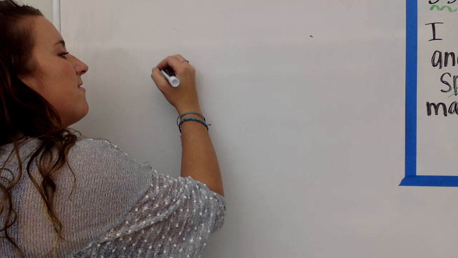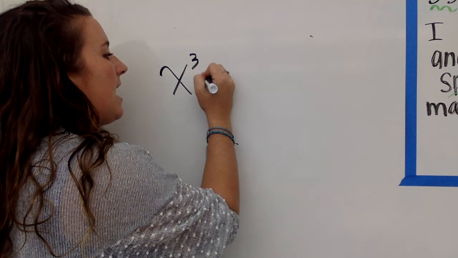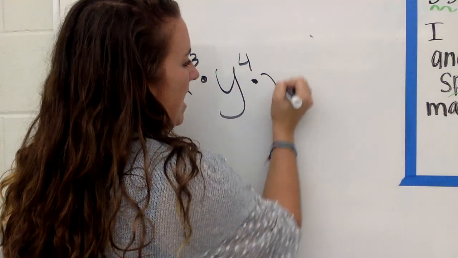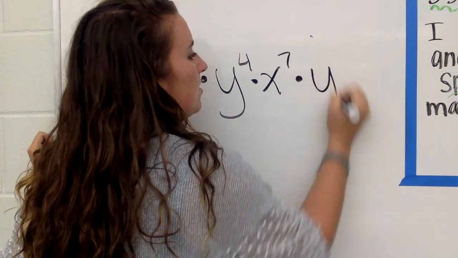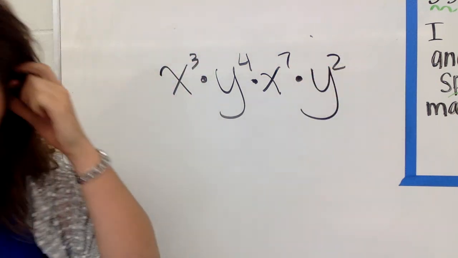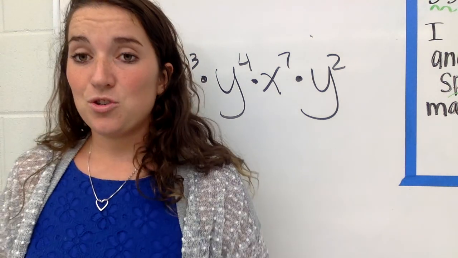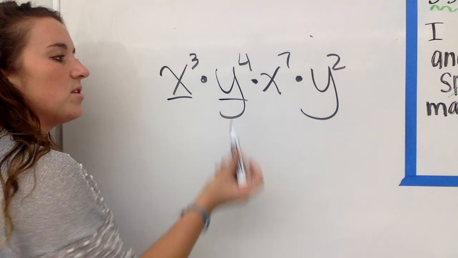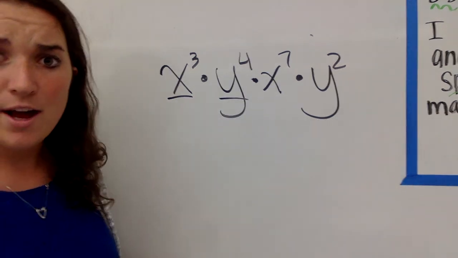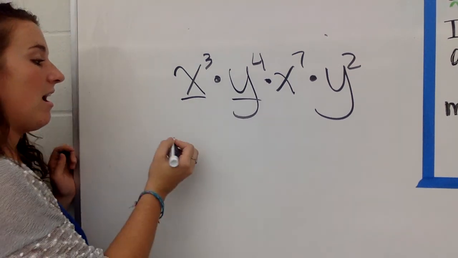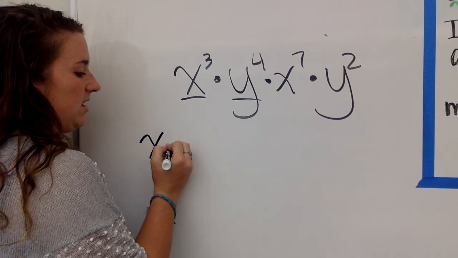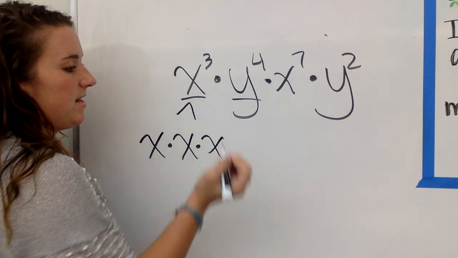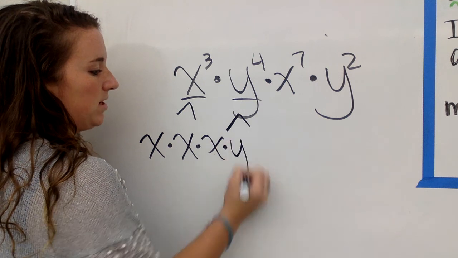All right. My last one, I have x cubed times y to the 4th power times x to the 7th times y squared. Now I'm going to try and simplify this one, which is really tricky because I have 2 different variables with different exponents. I have x and y. So I'm going to expand it all out. So I have x cubed, which is x 3 times. So I've already expanded this. Now I have y 4 times.